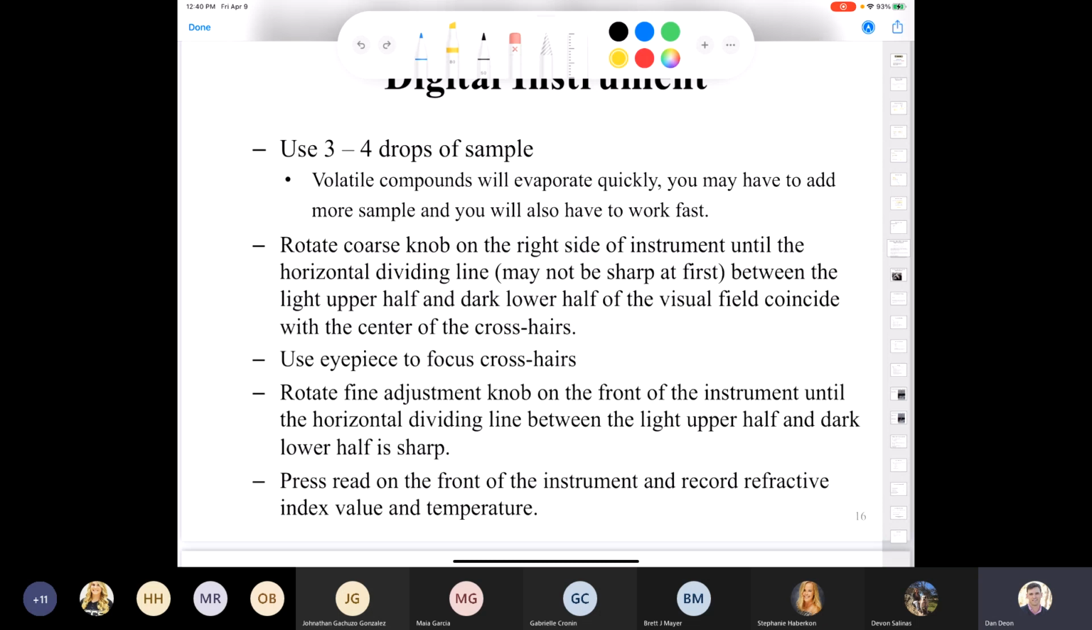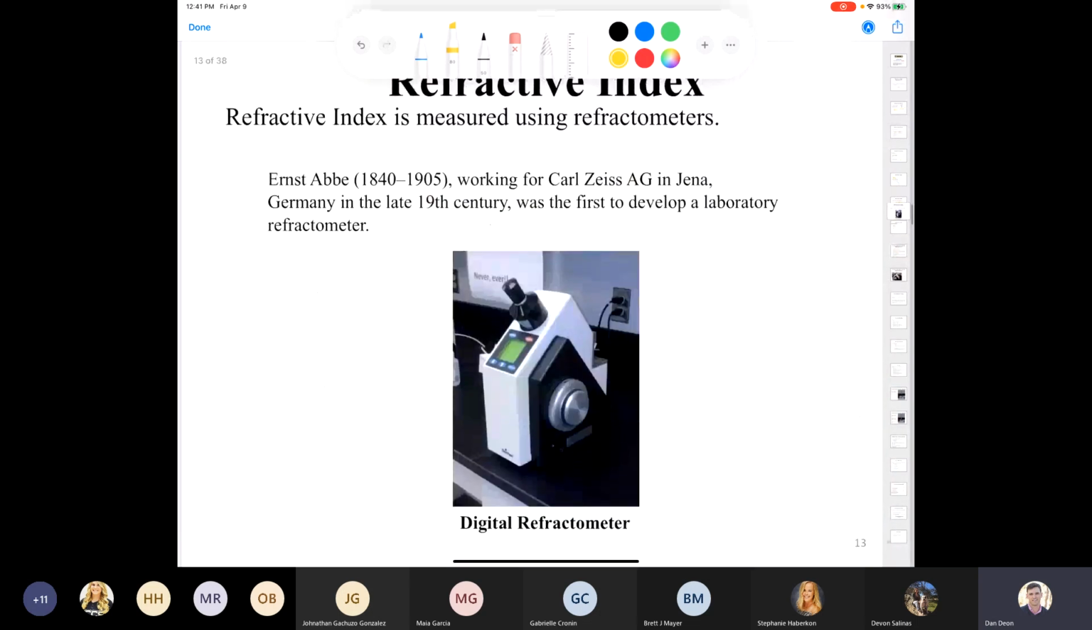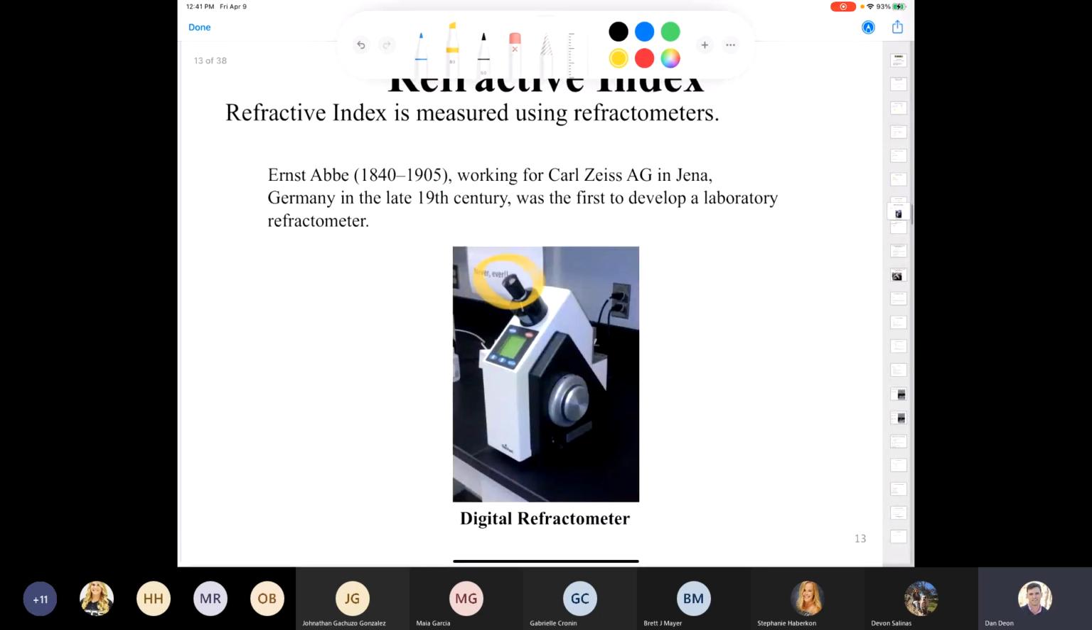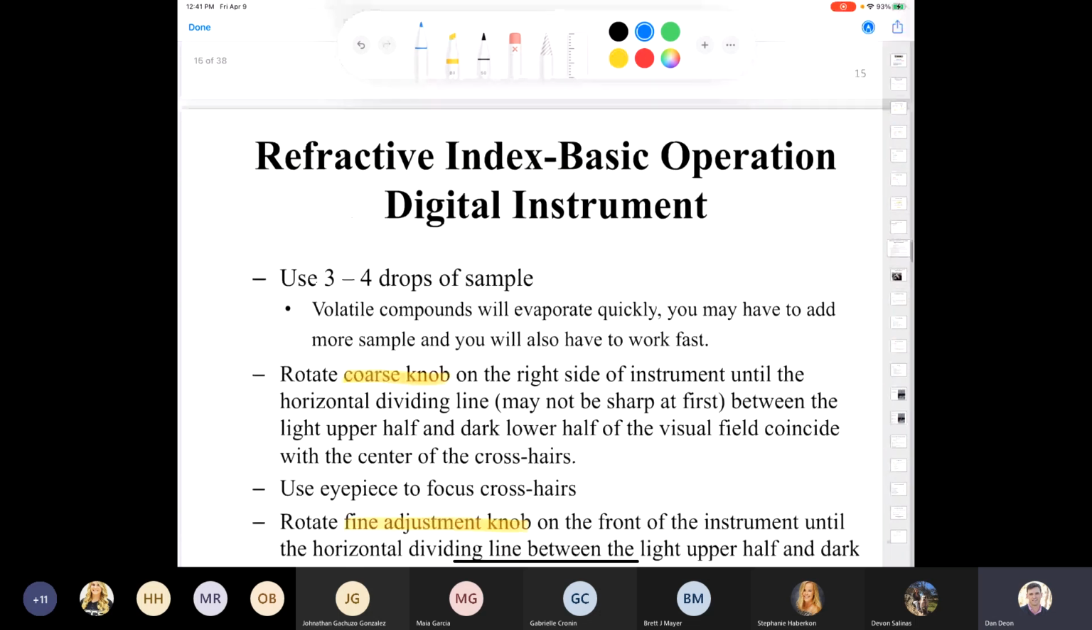Then there are 2 knobs on the instrument. We have a coarse knob and a fine adjustment knob. When you look into the lens, or the eyepiece, right here, you're going to put your eyeball right up to there. You're going to be looking in here. This is the coarse knob here, and this is the fine adjustment knob here. I have that on another slide, but I just want to show you quickly.